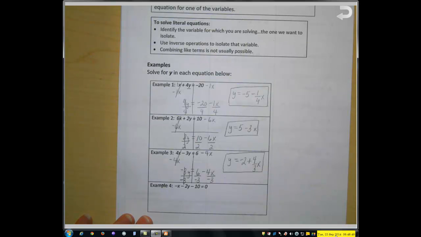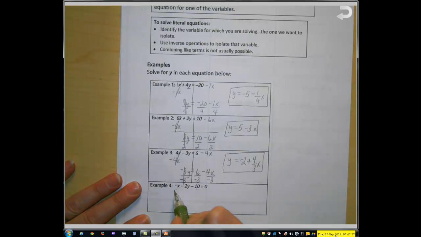Again, pause the video and try this example on your own. Notice that there are two terms that you're going to have to do the inverse of to move over to the other side. That's the negative x and the negative 10. So this one will have one more step. Go ahead and try it. Okay, so the first thing we're going to do is do the opposite of negative x, which is to add x to both sides.